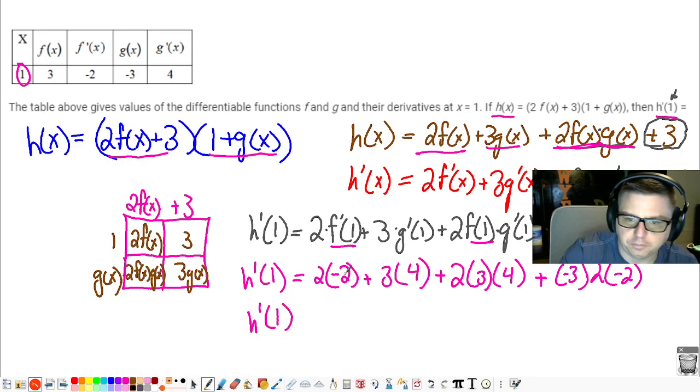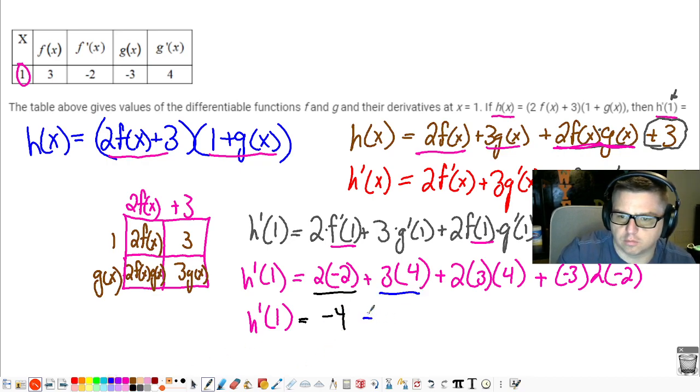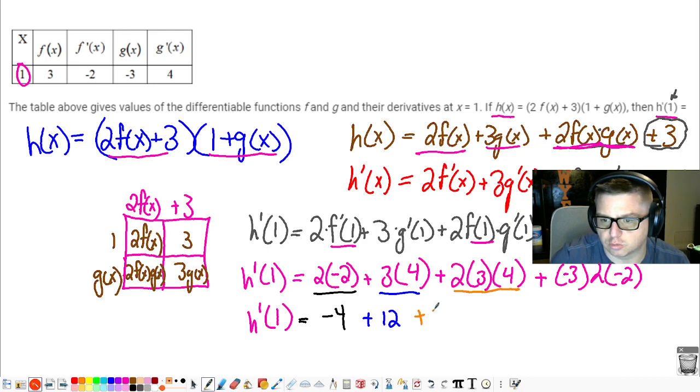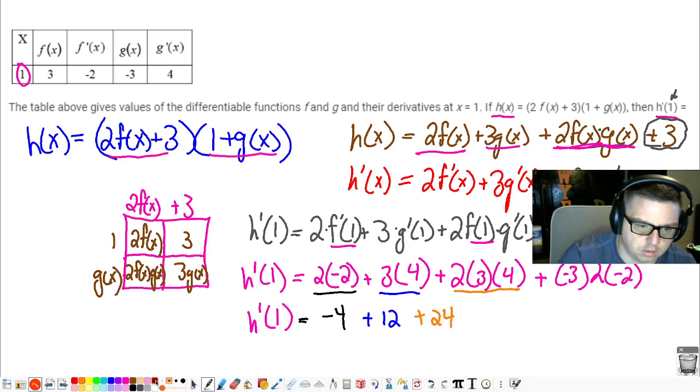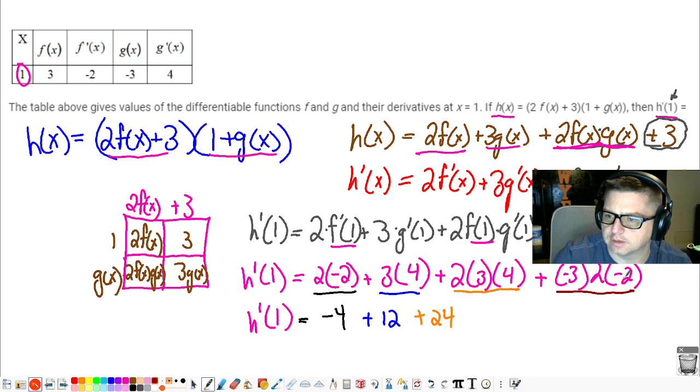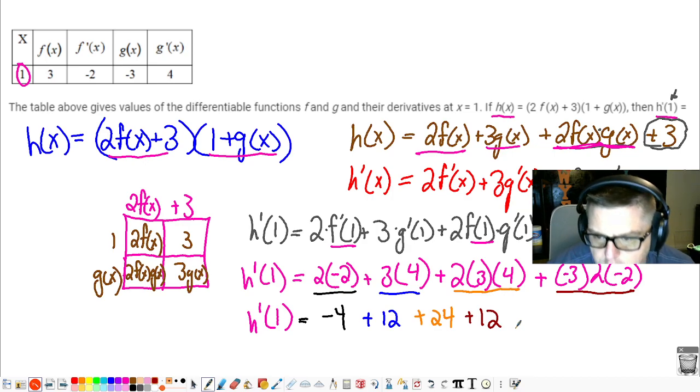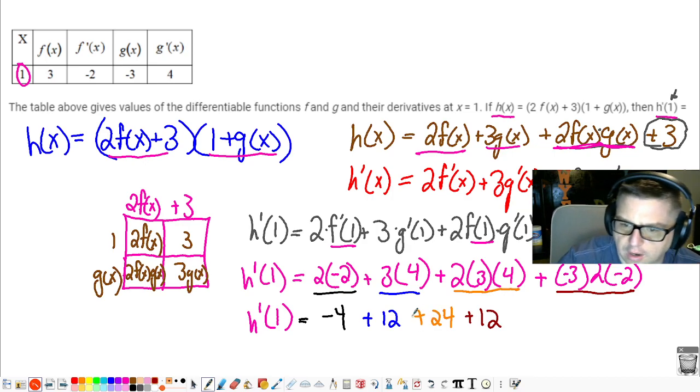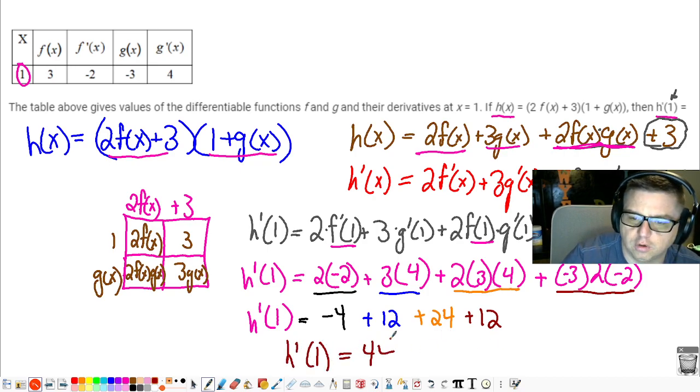So that equals negative 4 plus 12, that equals positive 12. 12 times 2, that's 24. And then a negative and a negative is going to be a positive. So 6 times 2 is another 12. So I have 24 plus another 20 because the negative 4 takes that away. So 24 plus 20 is 44. So h prime at 1 equals 44.